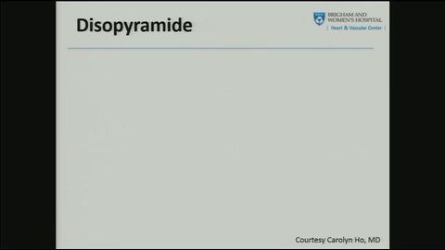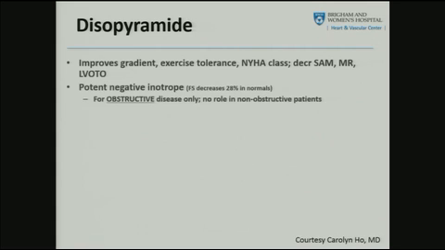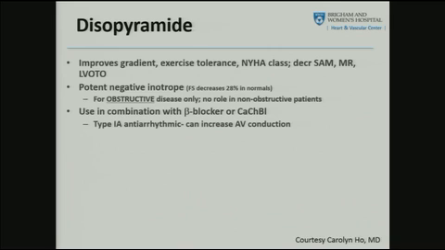So disopyramide is a drug that not all of us use commonly. It's a class 1 antiarrhythmic drug that was previously used for treatment of atrial fibrillation, but here is leveraged for its potent negative inotropic effects. The drug improves the gradient, exercise tolerance and New York Heart Association class in patients with HCM and obstruction by decreasing LV outflow tract obstruction. It doesn't really have a role in patients with HCM that don't have obstruction. It's typically used in combination with a beta blocker or calcium channel blocker because of the potential for organizing atrial fibrillation and promoting one-to-one conduction to the ventricle, like many class 1 antiarrhythmics.